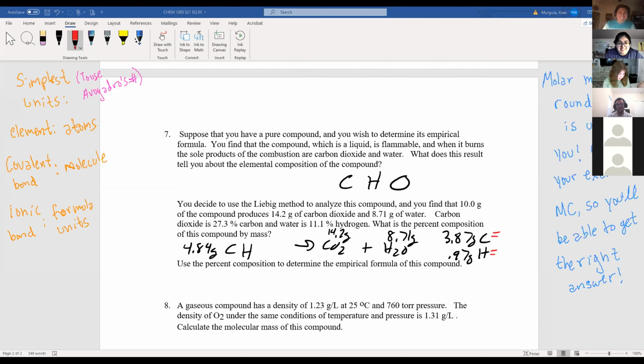So I guess a simpler way of looking at it: the 3.87 grams of carbon and the 0.97 grams of hydrogen we got, you can plug that directly into the 10 grams of the compound that's being produced. Let me make sure I can annotate real quick. All right, so we have 3.87 grams of carbon. In order to find the percent composition, what would we need to do?